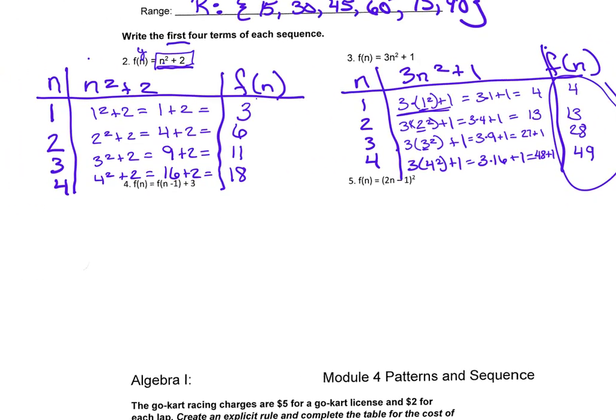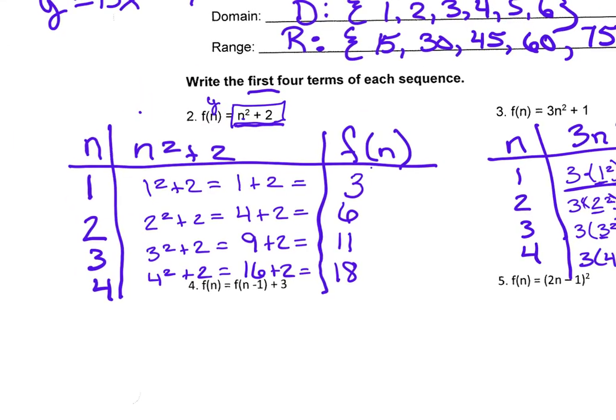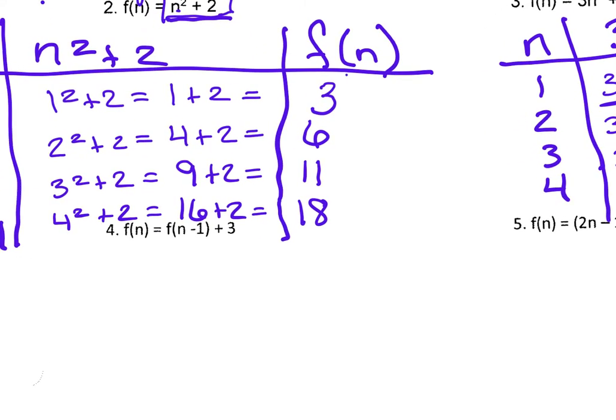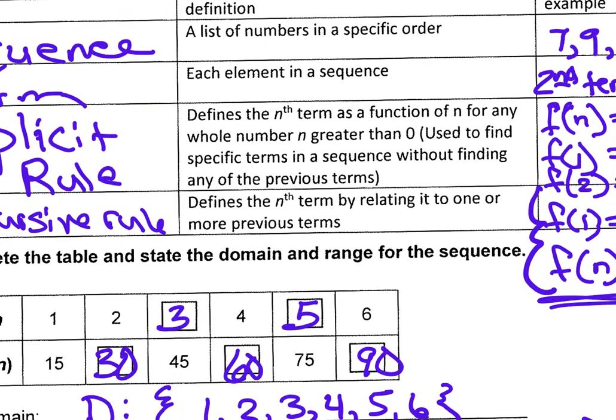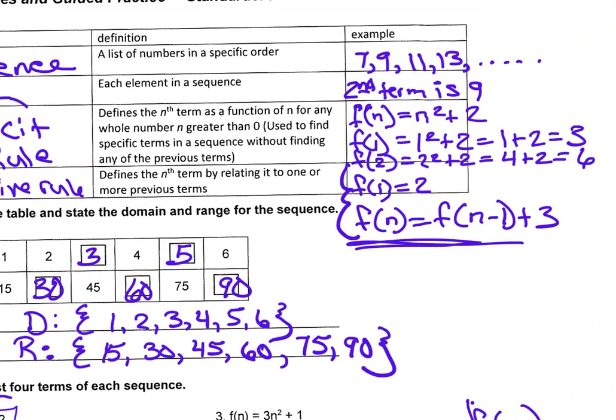Now the fun part. We're going to do this one as a recursive. Do you see how in these ones we have an f of n equals? Well, on this one, we need to know a previous rule, like it says up here. Because it says, use the specific term in the sequence without finding any previous terms. Sorry, this one we're doing the recursive. We're going to relate it to one or more previous terms. That's what we're going to do now.